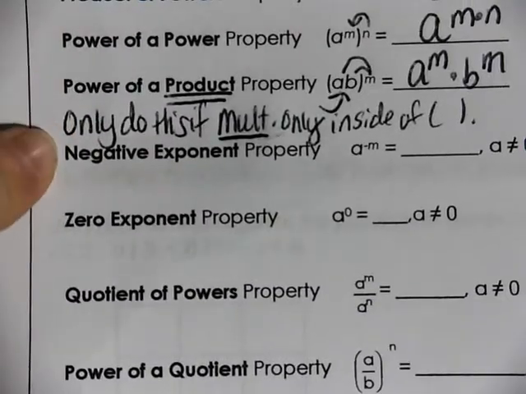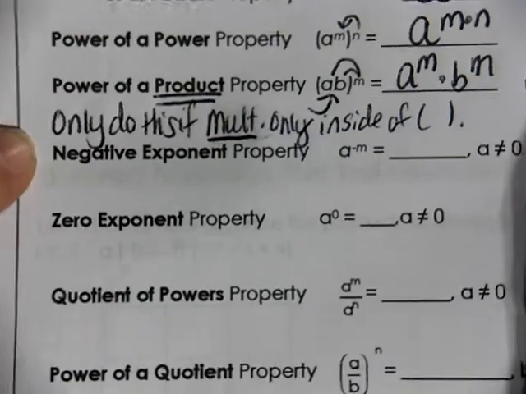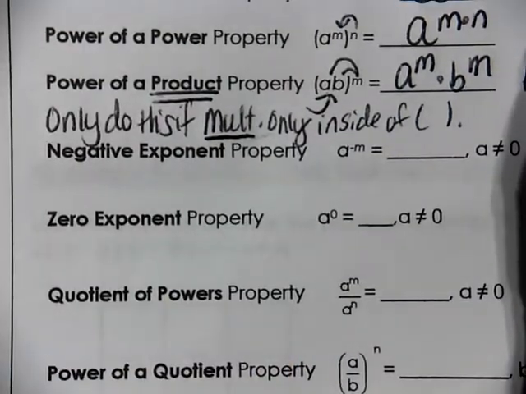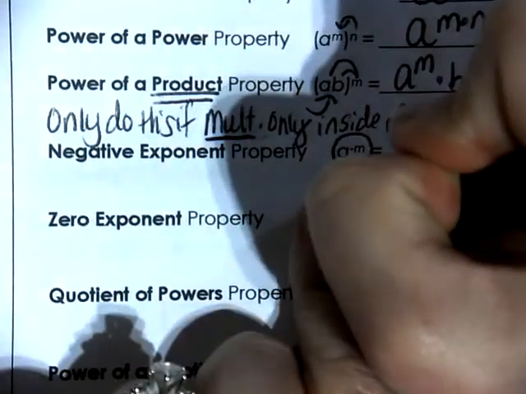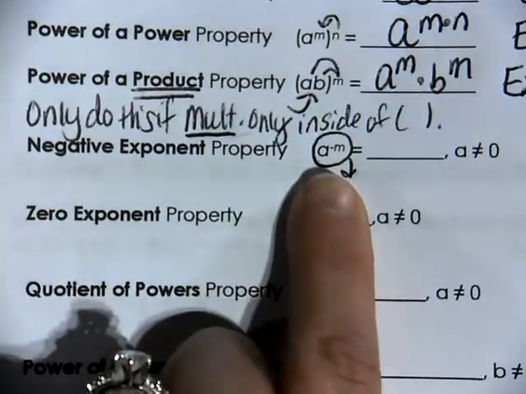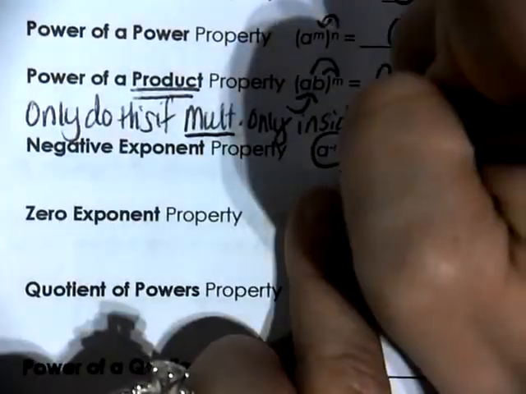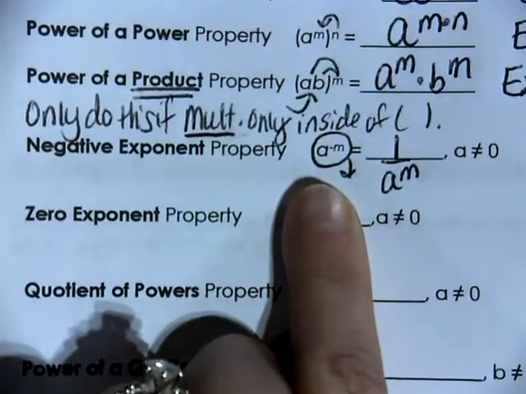Next, we have negative exponents. And a negative exponent means that, first of all, you're not allowed to have a negative exponent as part of a final answer. So anytime that you see a negative exponent, we write the reciprocal of the base. So we essentially bring a down below the fraction bar. And so this is going to become 1 over a to the positive nth power.